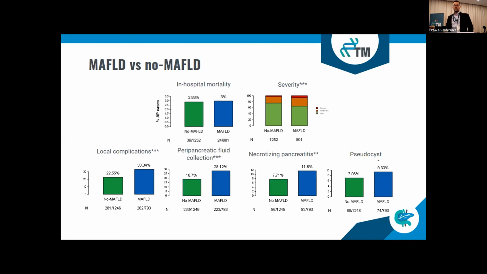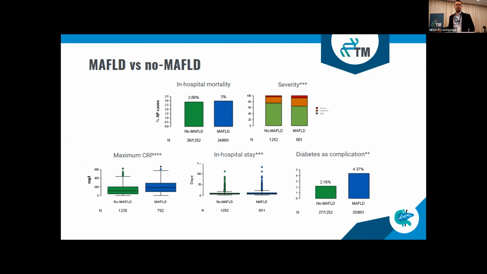If I go further to the local complications, the peripancreatic fluid collection was again in a higher proportion, same for the necrotizing pancreatitis, but not the pseudocyst. We did not analyze the mode of necrosis. If we go further to other outcomes, diabetes as a complication, which I would highlight, was much higher in the metabolic-associated fatty liver disease group. And the hospital stay, which is a very subjective or not so strong outcome, was higher as well in the MAFLD group.